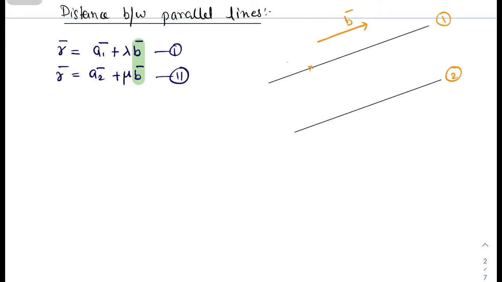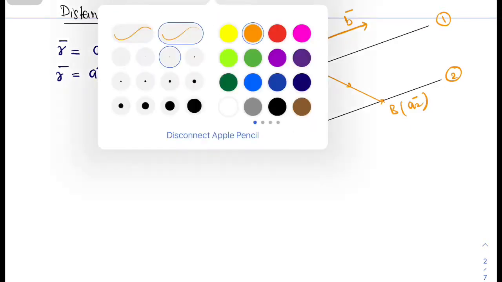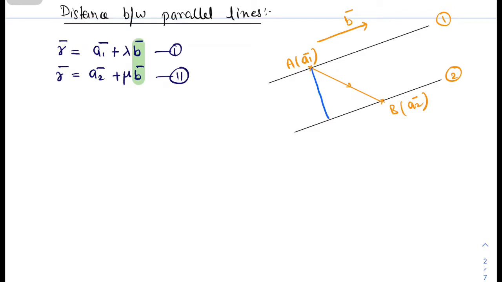On the first line we are given a point with position vector a1. On the second line we are given a point with position vector a2. If I join these two points, we will get some vector, let's suppose AB. This AB may or may not be perpendicular to the line, but we are required to find the perpendicular distance. So let me draw a perpendicular from A on the second line, at the point, let's suppose N. So we are required to find this length.